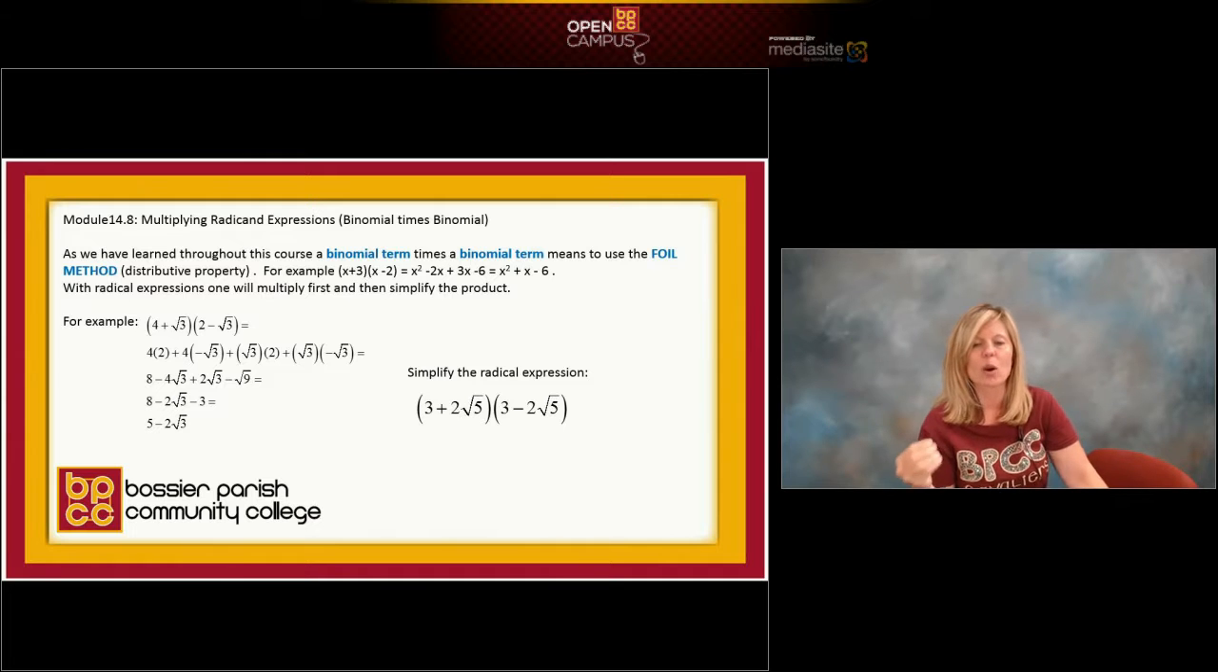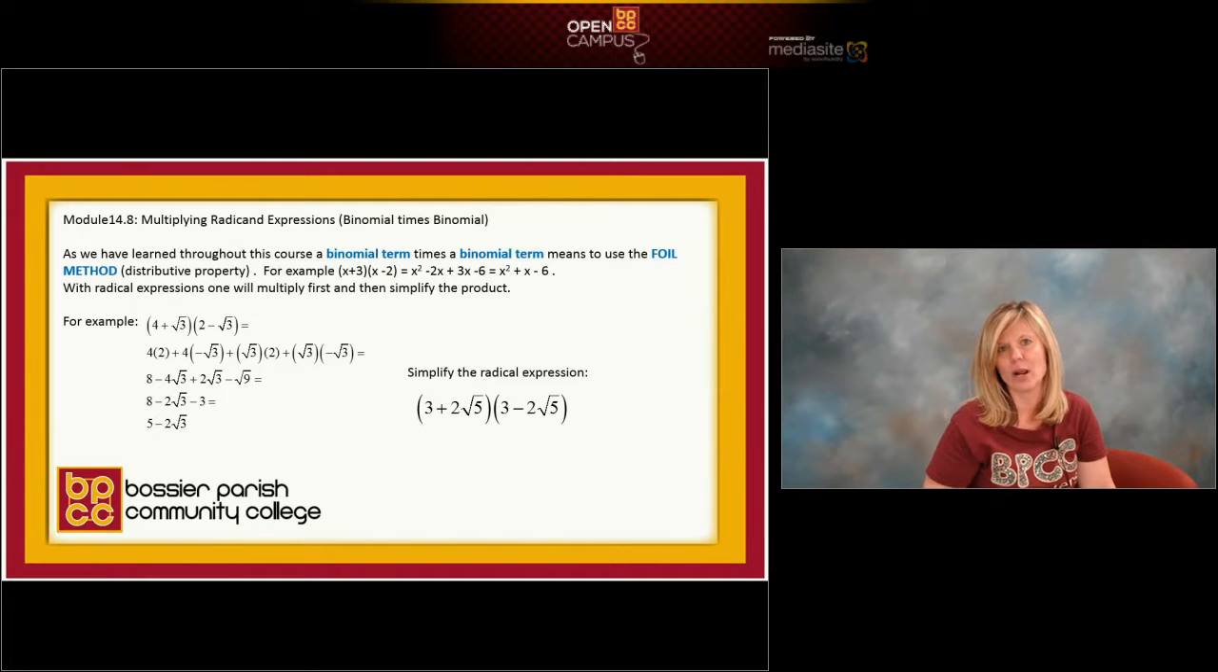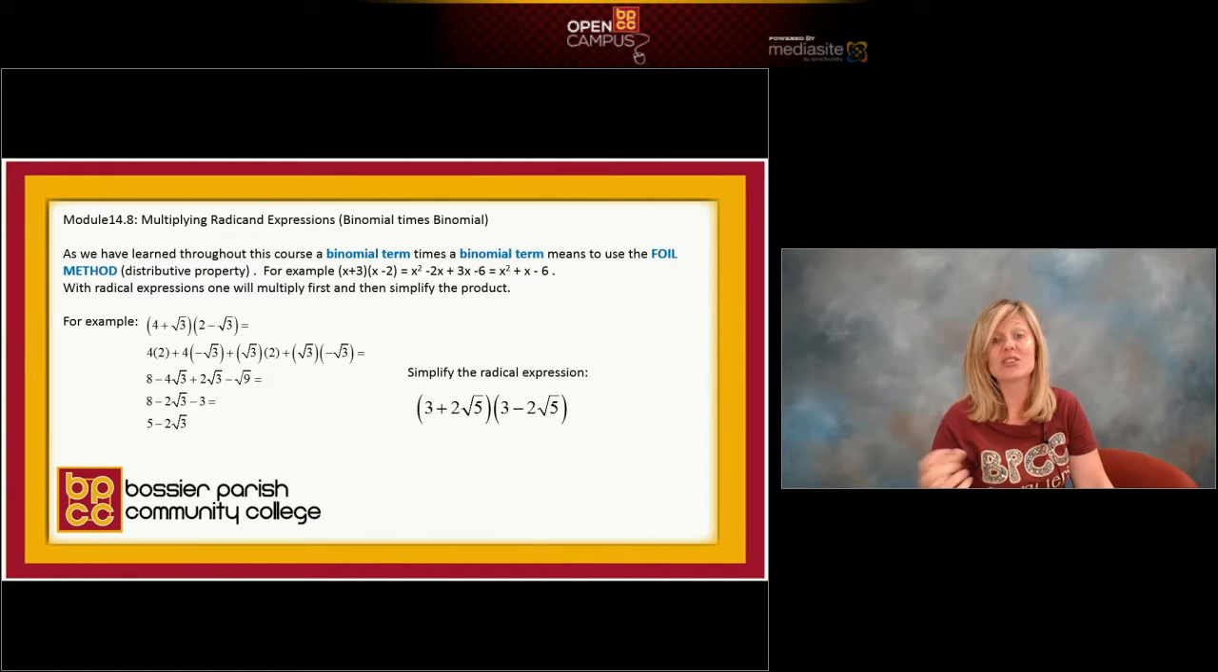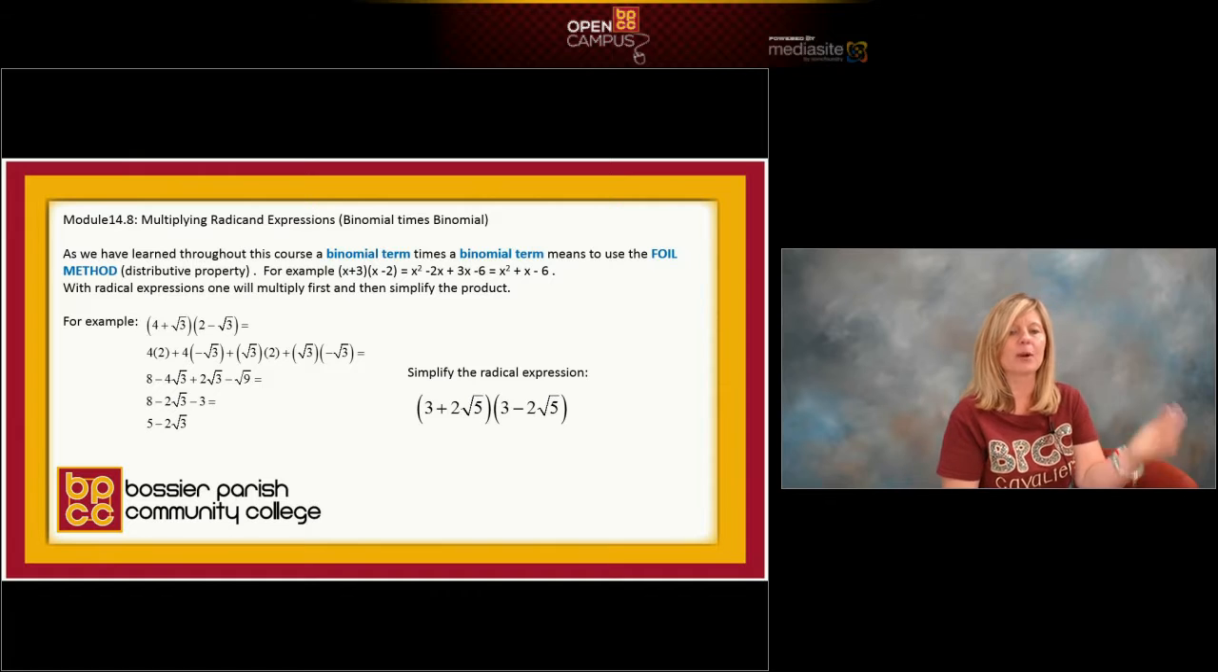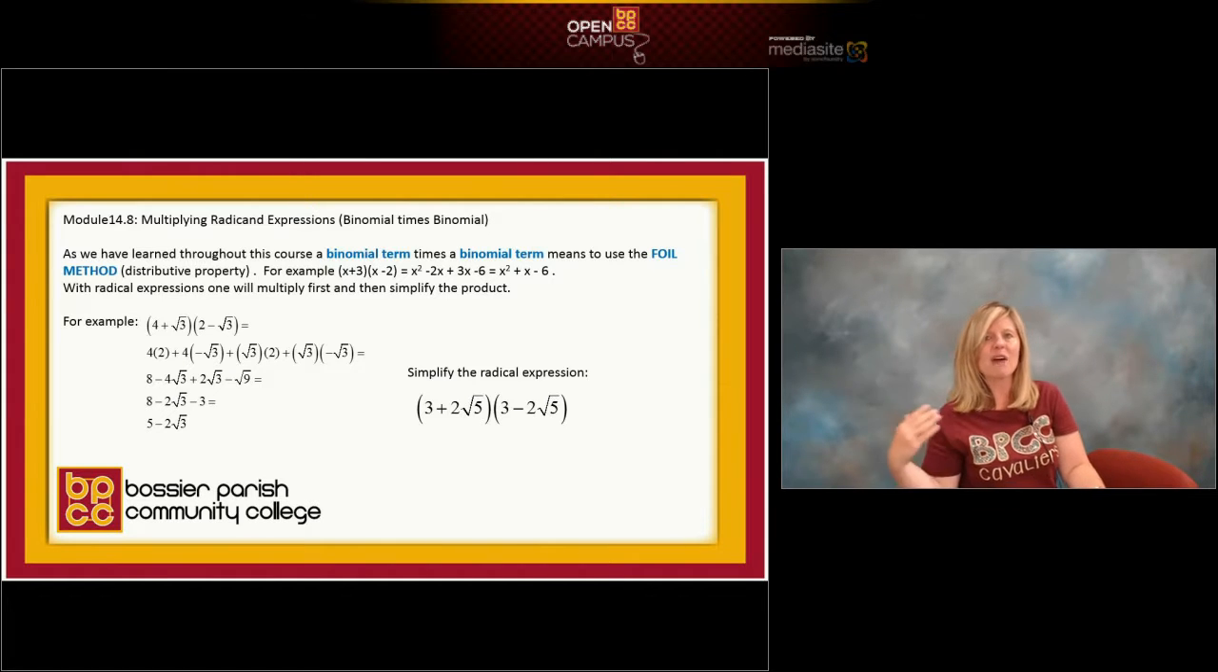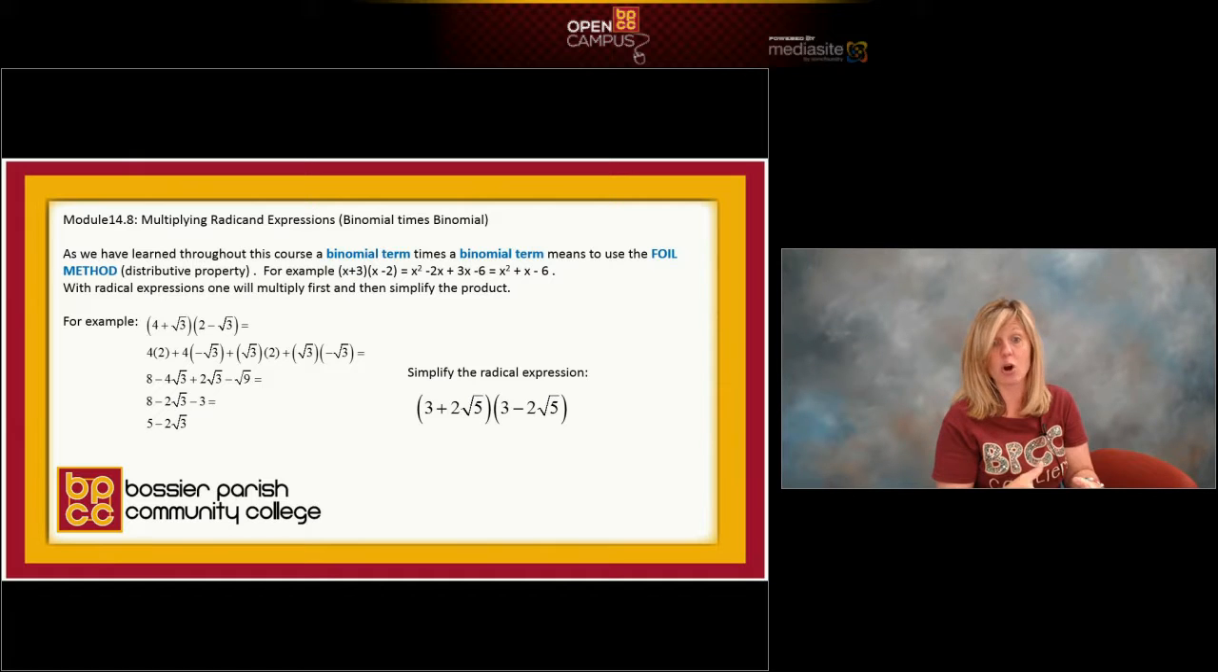That last term, square root of 9, happens to be a perfect square. What is the square root of 9, everybody? It's a 3. So negative square root of 9 becomes now negative 3. So now if you look, you still have like terms, because now you have a whole number 8, that's positive, and you have a whole number negative 3. And 8 minus 3 is 5, so there's your whole number 5, minus 2 square roots of 3. And that is how you multiply a binomial times a binomial in radical world. You do FOIL just like we did in polynomial world.